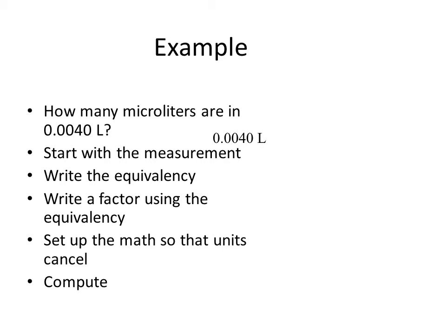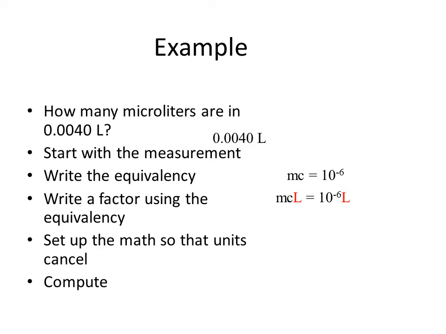The next thing we're going to do is write the equivalency. We have to go from microliter to liter, so we need a relationship between microliter and liter. To get that, we first start with the meaning of micro. Micro means 10 to the minus 6. So I start with this, and then I follow both sides of this equation with liter. Notice, I have liter after the micro and liter after the 10 to the minus 6.